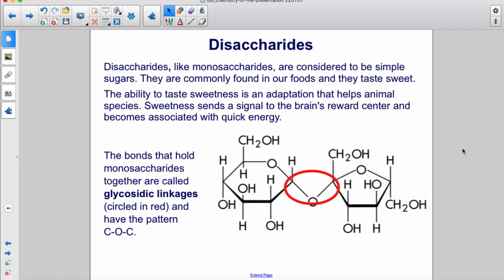Disaccharides, like monosaccharides, are considered to be simple sugars. They're commonly found in our foods and they taste sweet. The ability to taste sweetness is an adaptation that helps animal species. Sweetness sends a signal to the brain's reward center and becomes associated with quick energy.